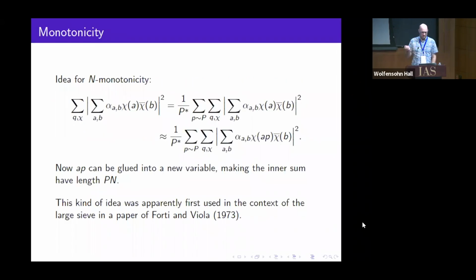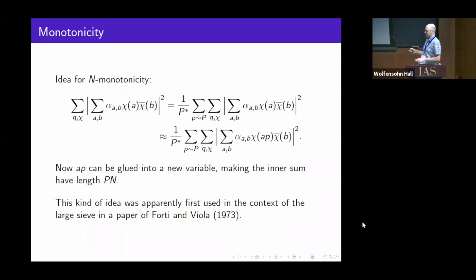Okay. So the idea for the monotonicity is similar to an idea from 1973 of a paper of Forti and Viola. It's a beautiful idea. What you do is you just add a new prime, or new family of primes. On this first line here, I've done absolutely nothing. I've just added a sum over primes and then divided by P star, which represents the number of primes. Now the idea is to put in the absolute value of chi of p squared, which if you put it inside the sum is a chi of p.